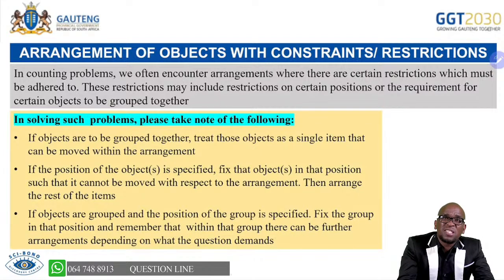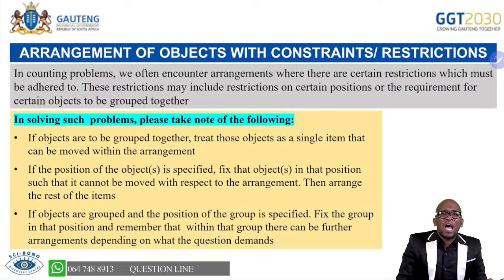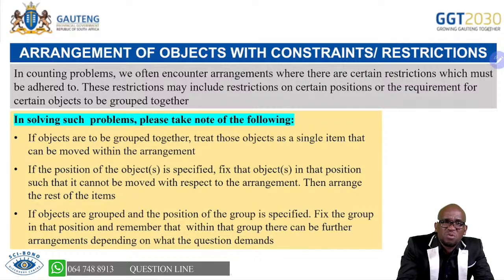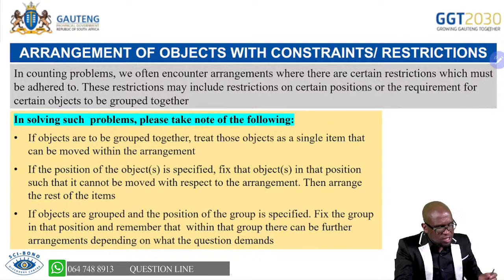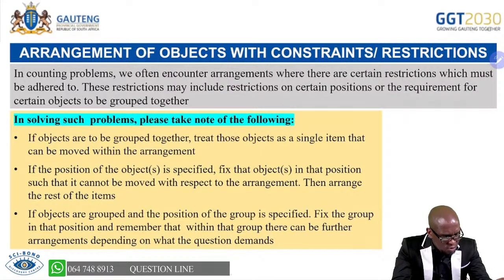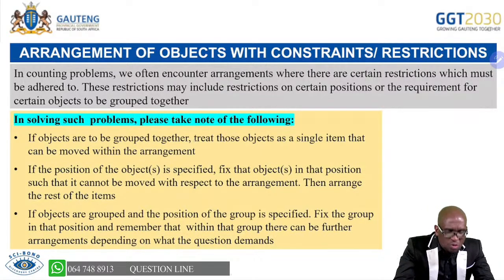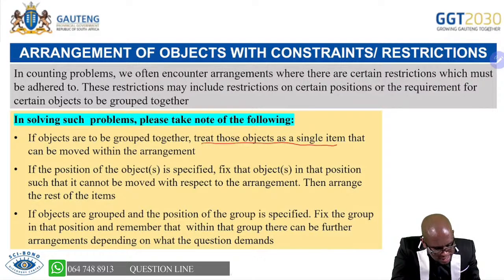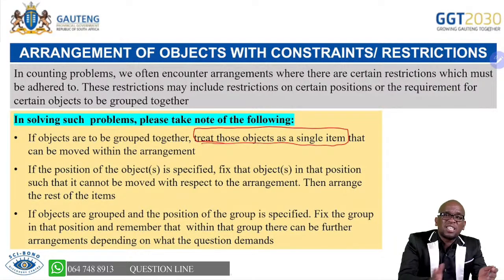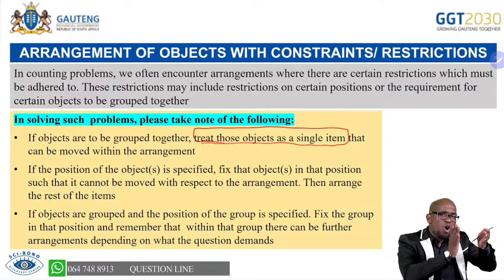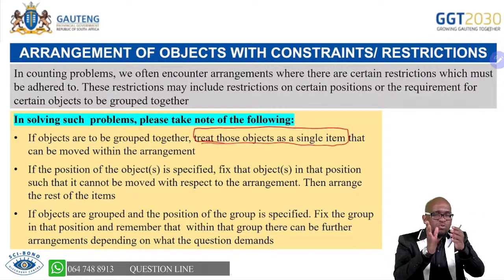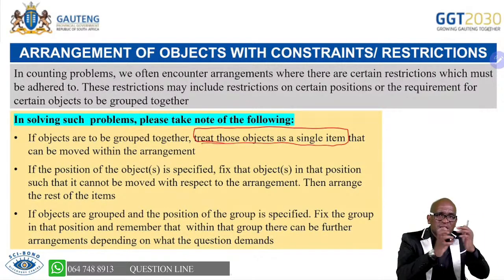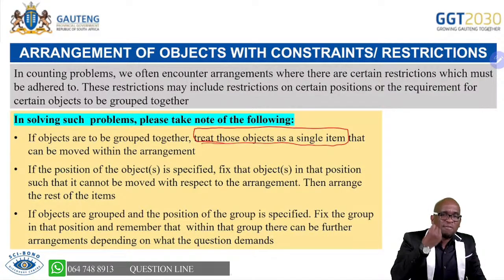Arrangement of objects with constraints or with restrictions. Sometimes they give you restrictions that you have to abide by. So when you are given restrictions, we should be looking at the following guidelines. If objects are grouped together, we treat those objects as a single item that can be moved within an arrangement. That's key. If they're saying these objects must move together, you treat them as a single object. But remember, within that single object, there can also be further arrangements.